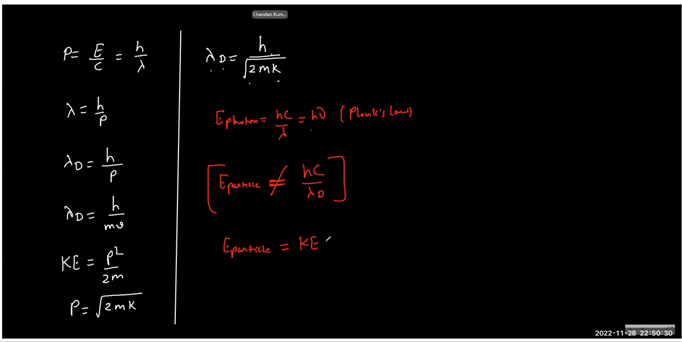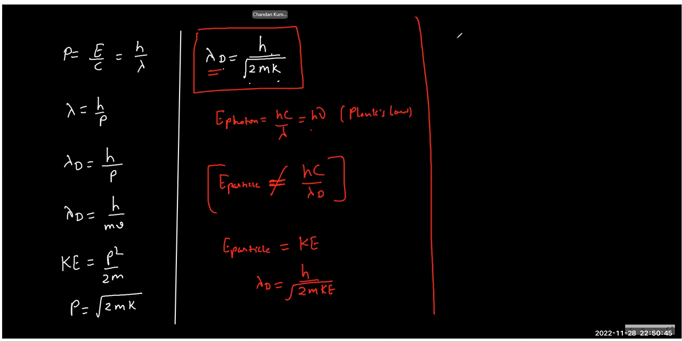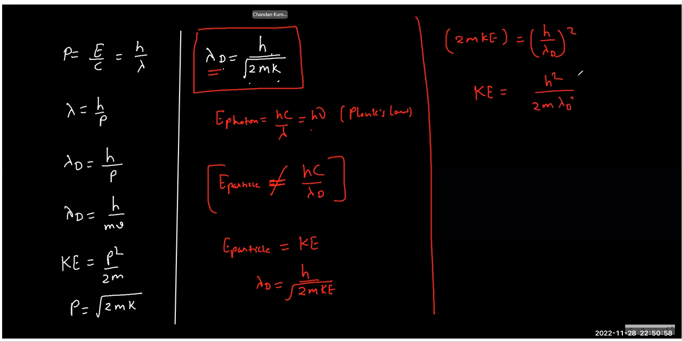And how to get the kinetic energy of a particle, if you know the de Broglie wavelength of that particle, using this relation? What is the relation? Lambda d equals h by root 2mK. So 2mK is how much? h squared by lambda d squared. So the kinetic energy is how much? I think this is what we discussed in the last lecture.